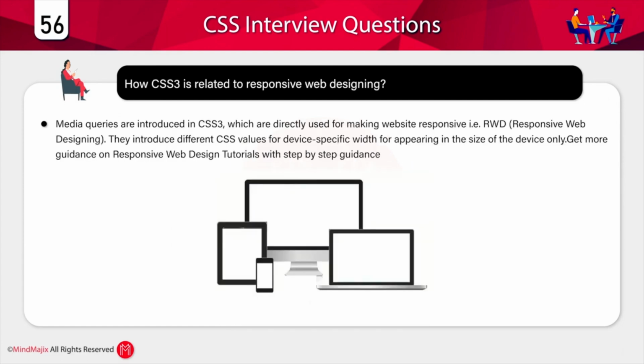How is CSS3 related to responsive web designing? Media queries are introduced in CSS3, which are the latest web standards for crafting adaptable style sheets. They are directly used for making websites responsive, RWD, responsive web design, and they introduce different CSS values for device-specific widths, appearing according to the size of the device only.